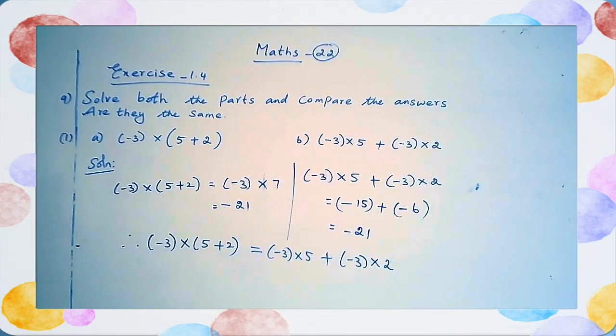Two parts, A and B, are given. First of all, you solve both the parts and compare the answers. Okay? We have already studied these types of questions in the distributive property, commutative property and associative property. Yes, children? So it is easy.